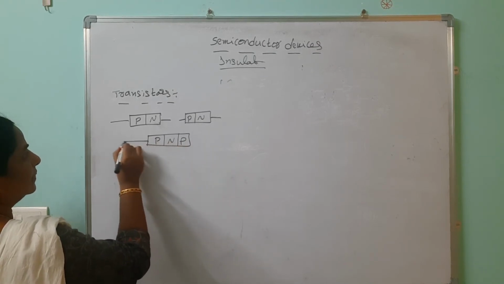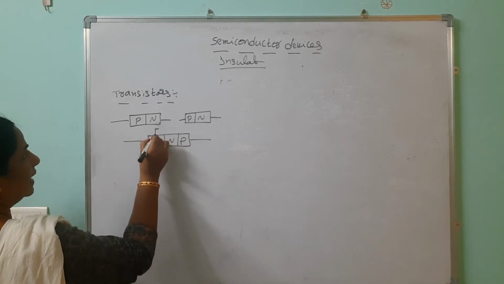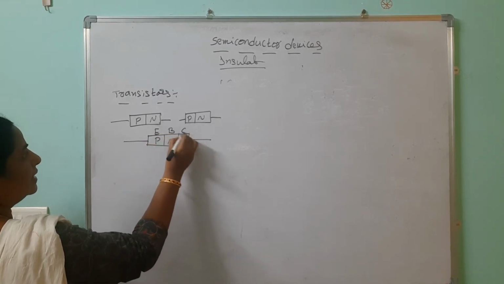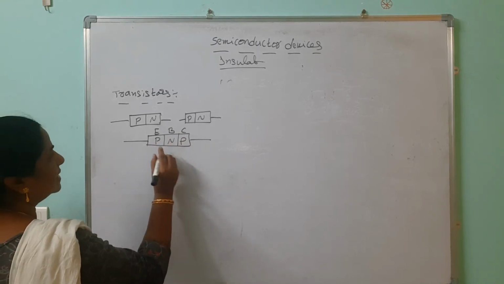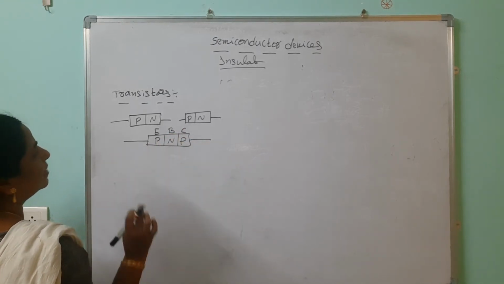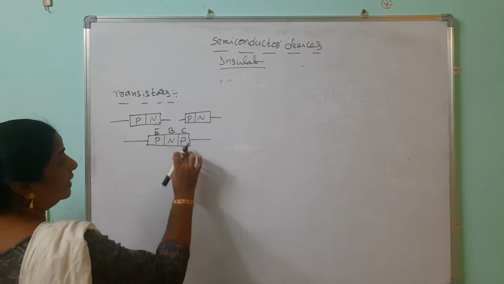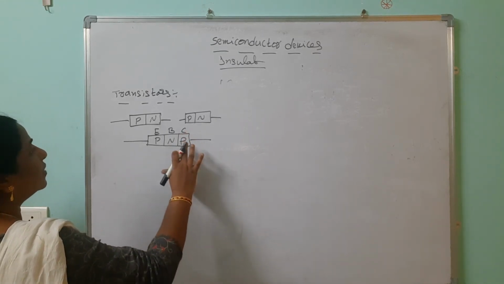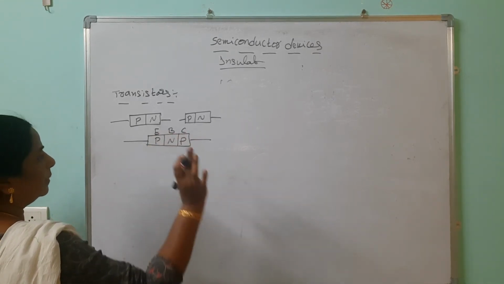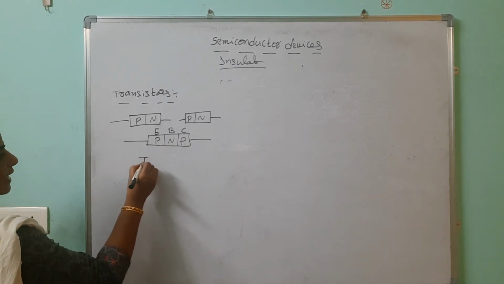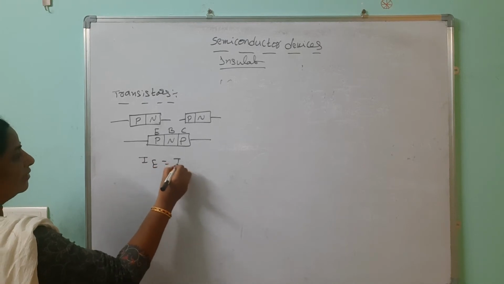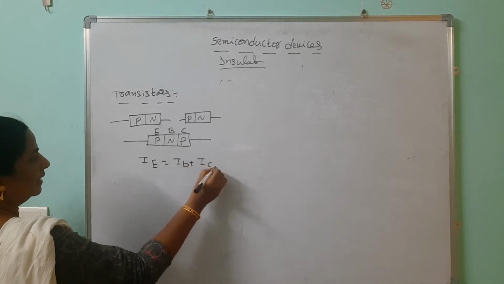PNP transistor. The first part is called the emitter, then the base and the collector. The emitter is heavily doped, the base is lightly doped, and the collector is moderately doped. You remember that the collector size is larger compared with the emitter and base, but the base is very thin. Here you can write this formula: emitter current equals base current plus collector current.